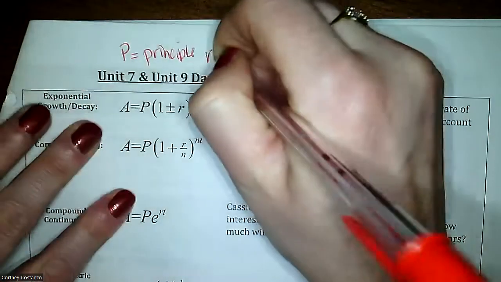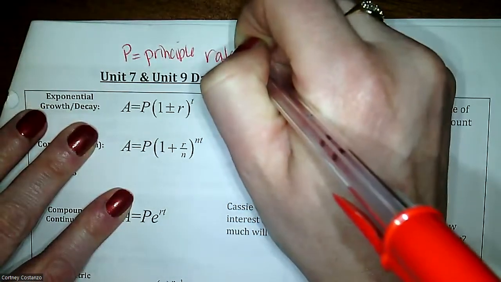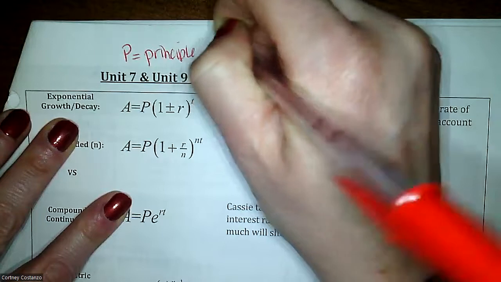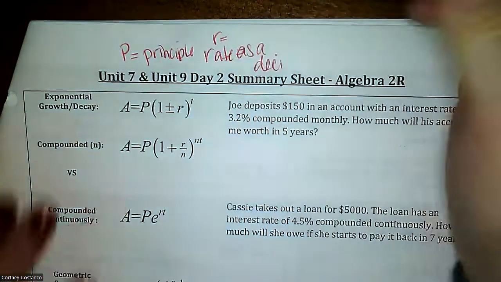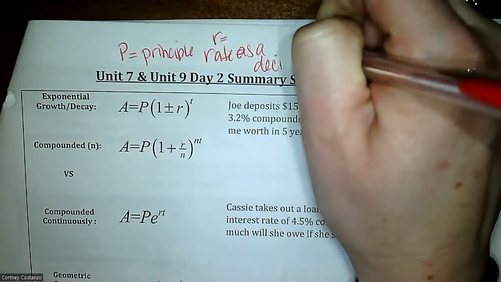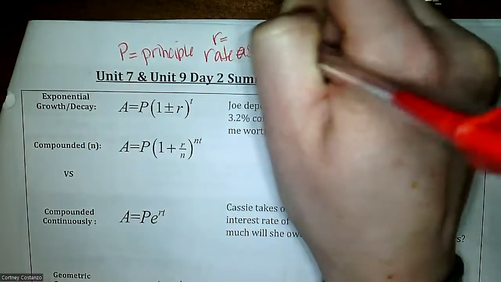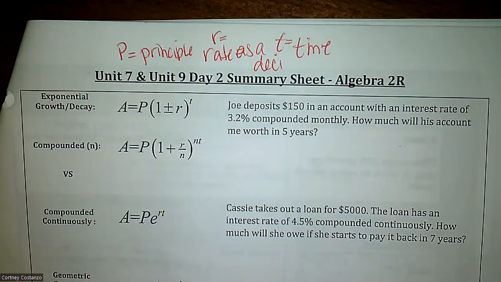R is your rate, but remember, converted to a decimal. So R is your rate, but as a decimal. T is time, obviously. And you'll see a few other variables as we get into a problem.